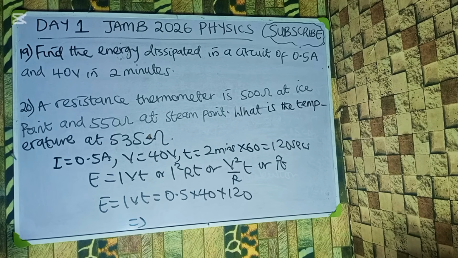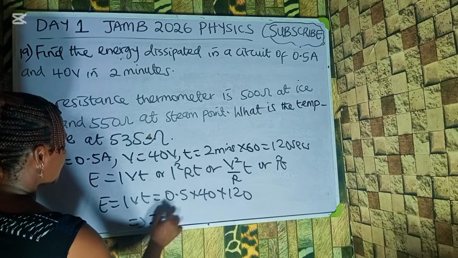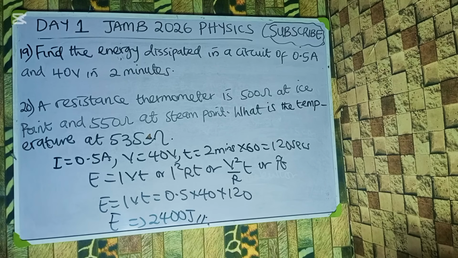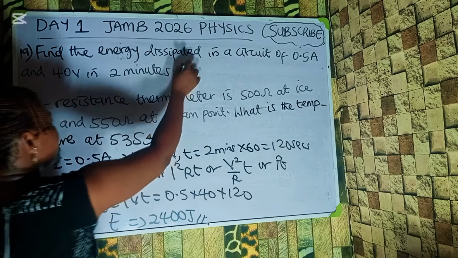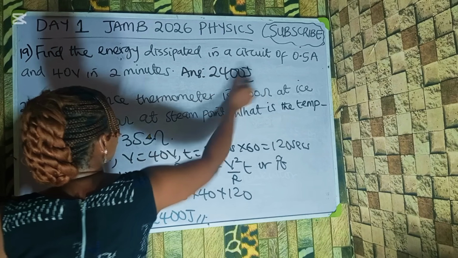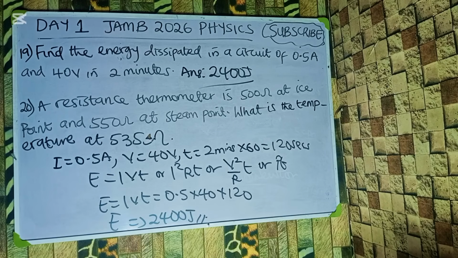Simply multiplying it is going to give me 2,400 joules as the energy. I hope that is clear. So if you have such a question, this is how you're going to solve it. So the answer to this question is 2,400 joules. Let's go to the next one.